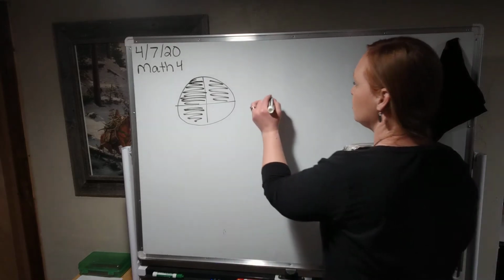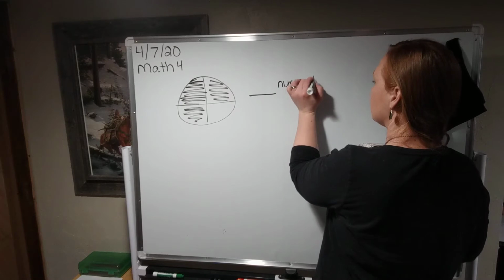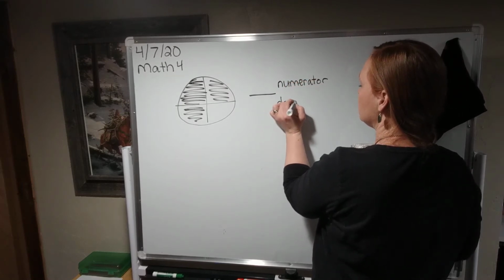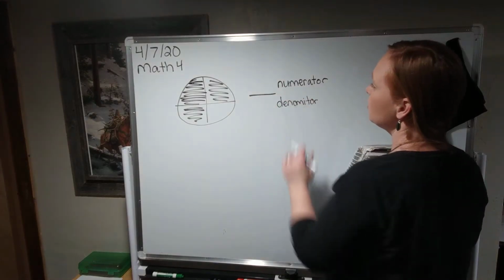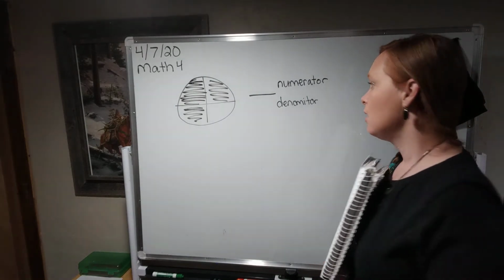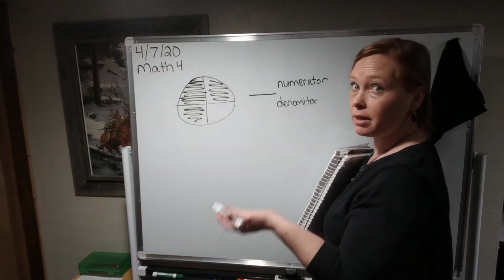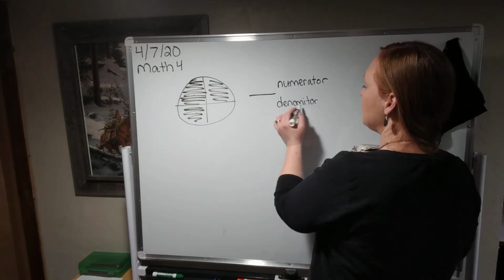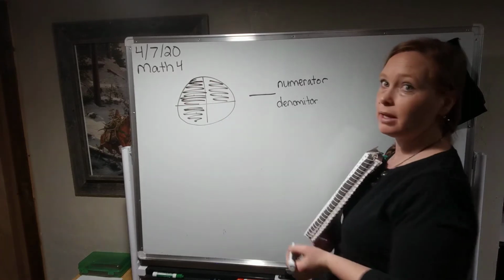So in a fraction, we have the top number, which is the numerator, and we have the bottom number, which is the denominator. Now, the numerator tells us how many pieces do we have shaded, or we could ask how many pieces do I have unshaded, right? And the denominator tells me how many did I begin with, or how many in all.